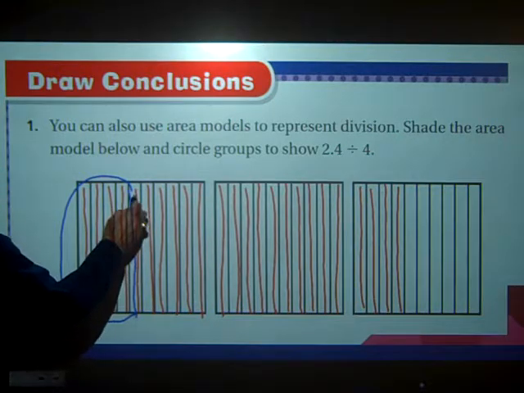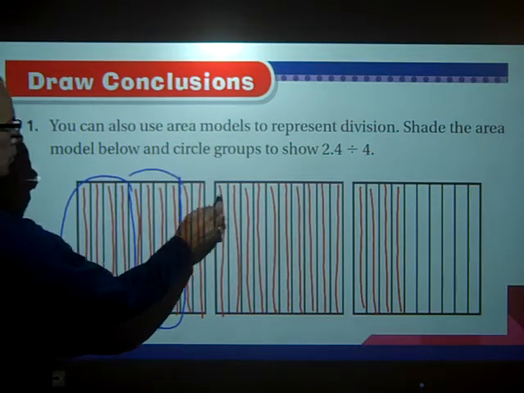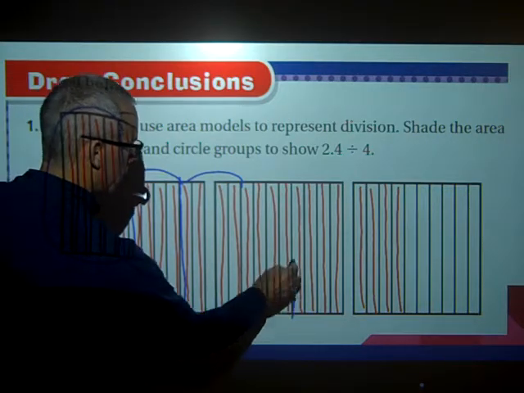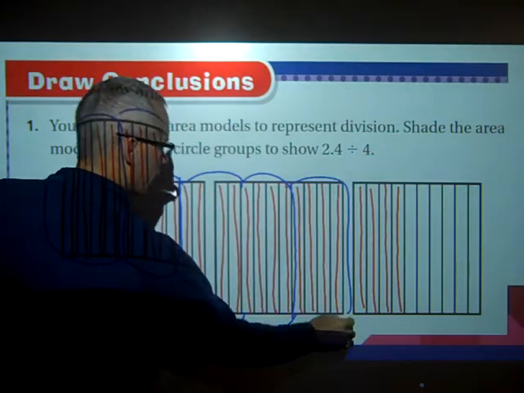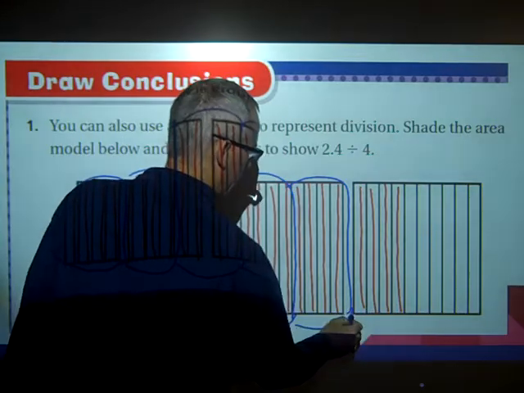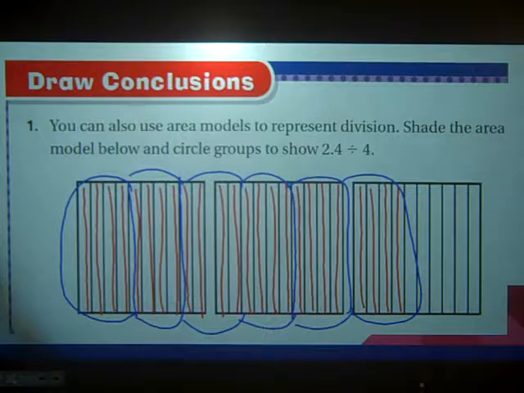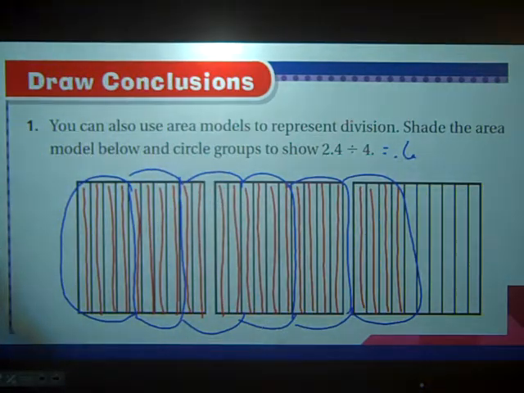Very hard for me to see this. 1, 2, 3, 4. That's another group of 4. And another group of 4. And more, 1, 2, 3, 4. Good. So how many groups did I circle? Six. But six what? Groups. What would it be? Tenths. Okay, 6 tenths. Make sense? Yes. Yeah, pretty simple, right? Going back to our second grade days of pictures, okay?